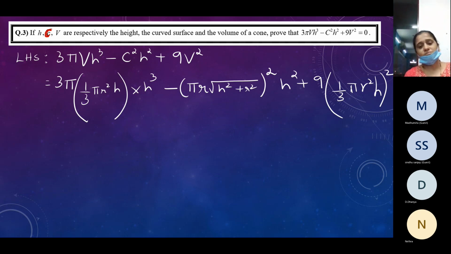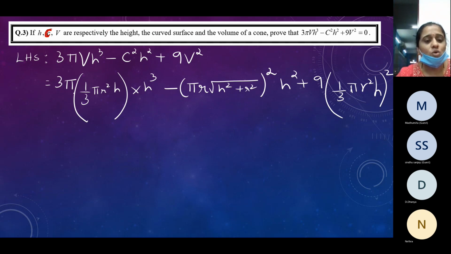This is understood by all. 3 pi as it is. V is volume. So 1 by 3 pi r square h cubed as it is. For V and C, we substitute the formula. For V, we write 1 by 3 pi r square h. And for C, it is pi r L. But L, we write it as root of h square plus r square.